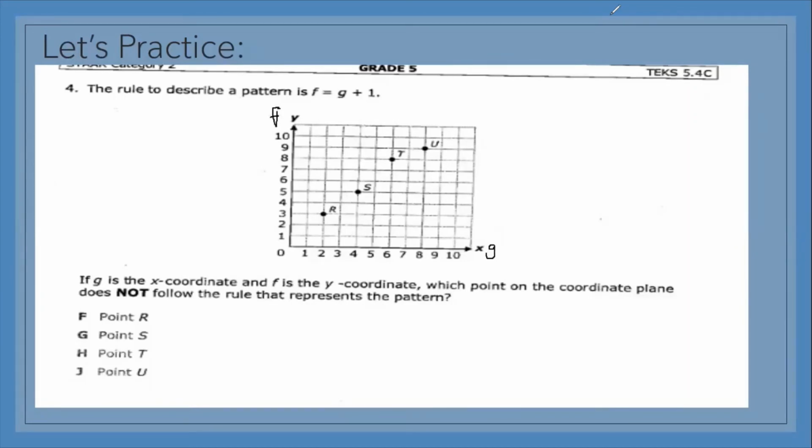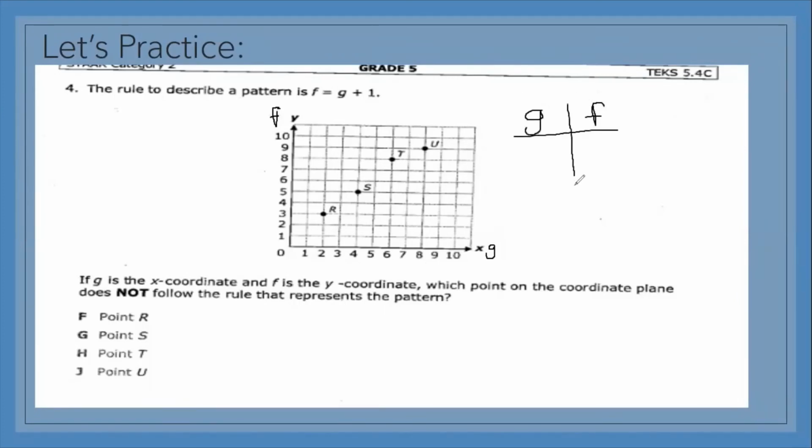Let's look at our coordinate points and let's make an input-output table. I'm going to label it F and G. I'm sorry, G and F, just like X and Y. Okay. Uh-oh. Why is it not letting me draw?